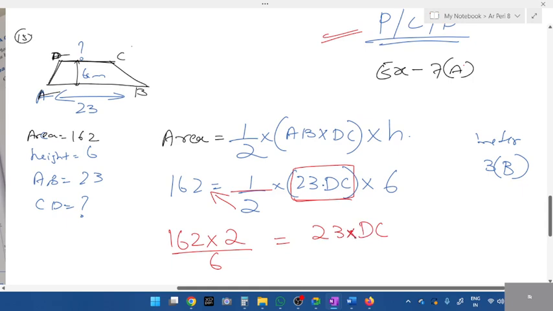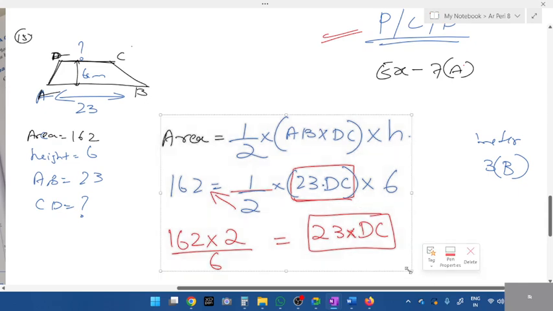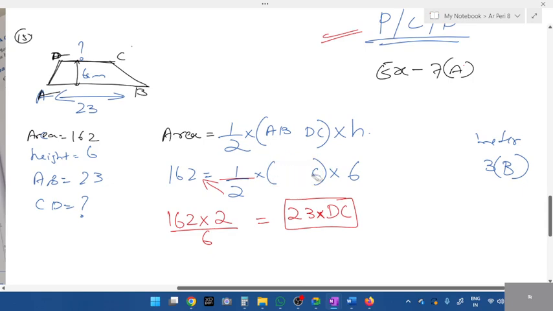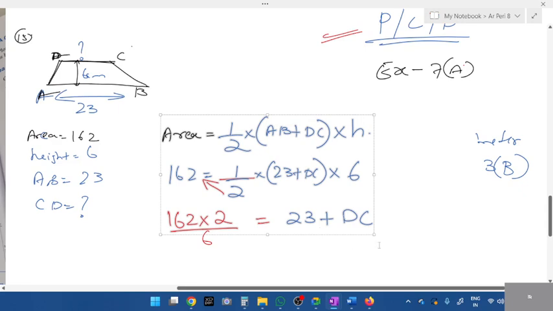Okay, now 23 into DC. How are 23 and DC related? What sign is there in between them? Actually, what I've written is wrong. Just a minute. It should be plus, right? It's AB plus, students. It is plus. So it has to be 23 plus DC. So keep 23 plus DC as it is. First solve this, reduce, what do we get? Complete this, all of you. Try it till here. Draw the diagram.